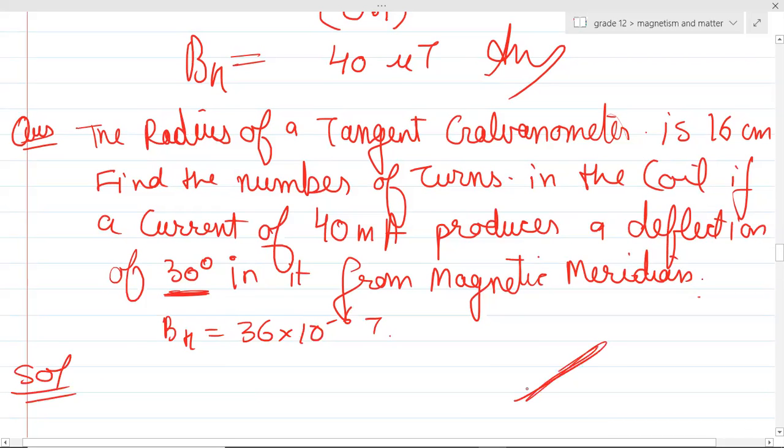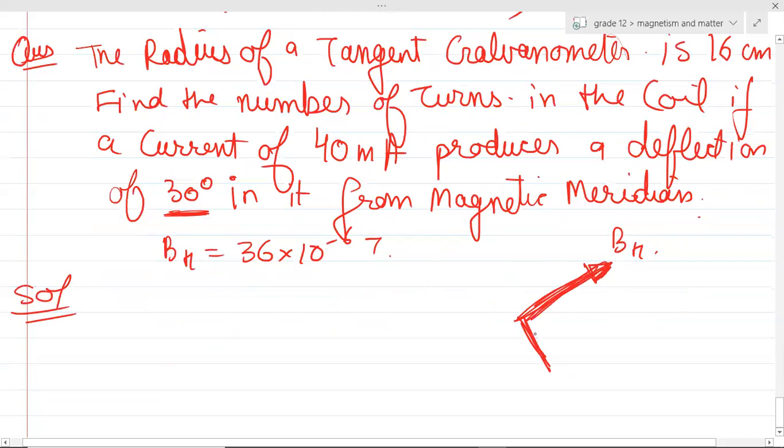So suppose at this particular point, this is your BH, and when you applied the current, the magnetic field due to the coil was like this. And can you see the needle will arrange itself in the direction of the net magnetic field, right? So this angle was basically 30 degrees. Okay. Is this clear, guys? Can you form this thing? If you can form this thing, then this question is over.